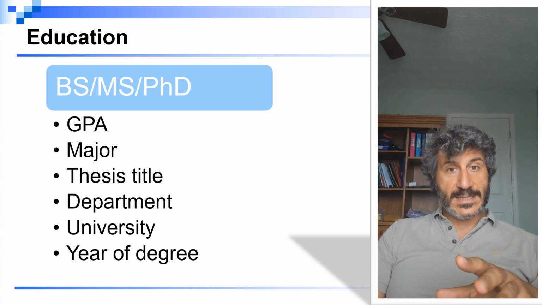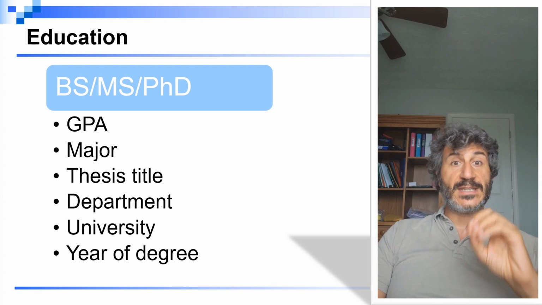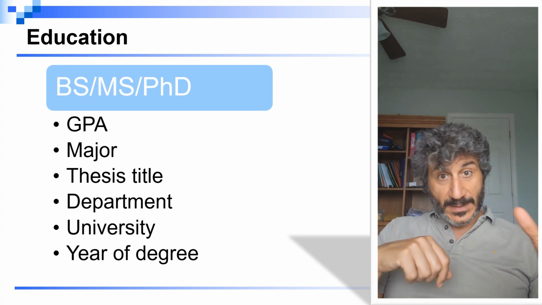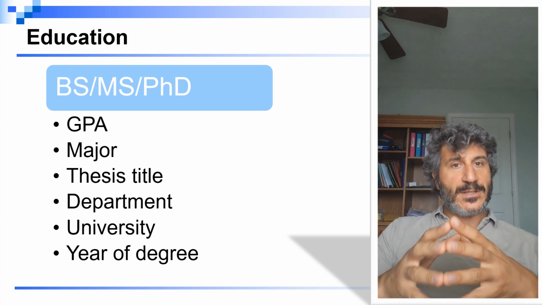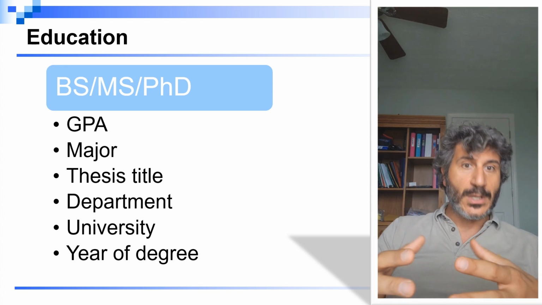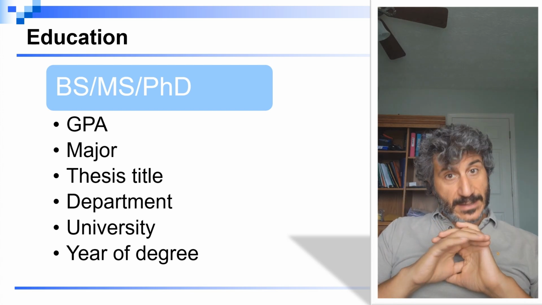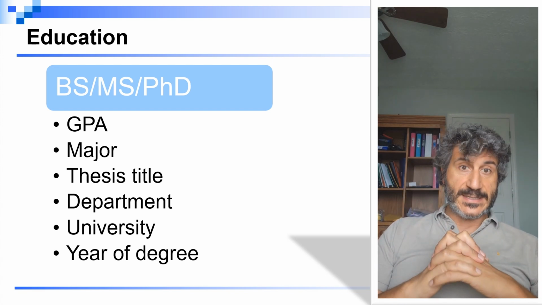A common mistake that I've seen students doing is to include their high school diploma or even previous degrees in this section. Once you step into academia and into graduate school, nobody really cares what you have done before your bachelor degree. So you can avoid including that part in this section.